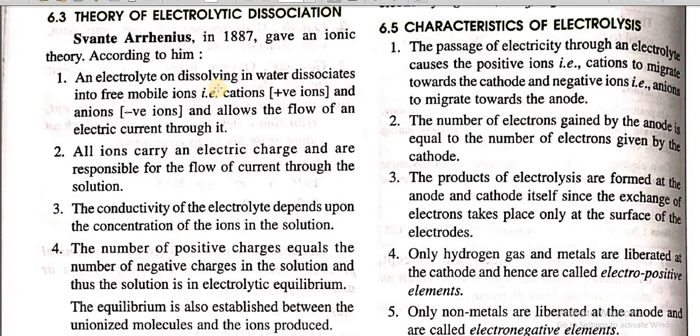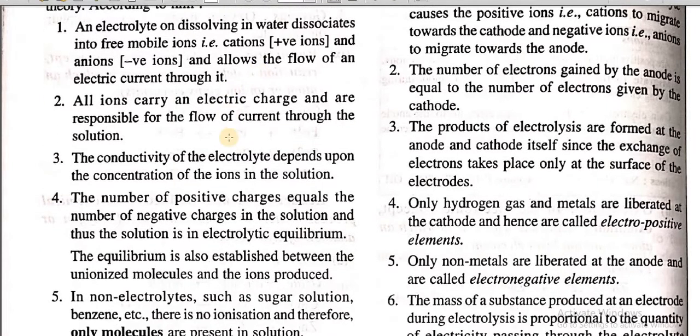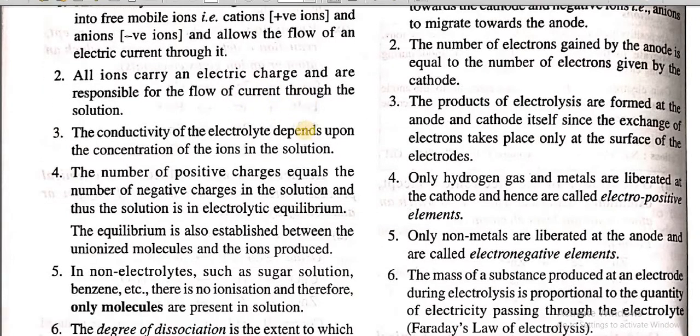An electrolyte on dissolving in water dissociates into free mobile ions, that is cations and anions, and allows the flow of an electric current through it. So what happens when an electrolyte is dissolved in water? It will decompose into ions, positive and negative ions, and they will flow through the electric current. All ions carry an electric charge and are responsible for the flow of current through the solution.